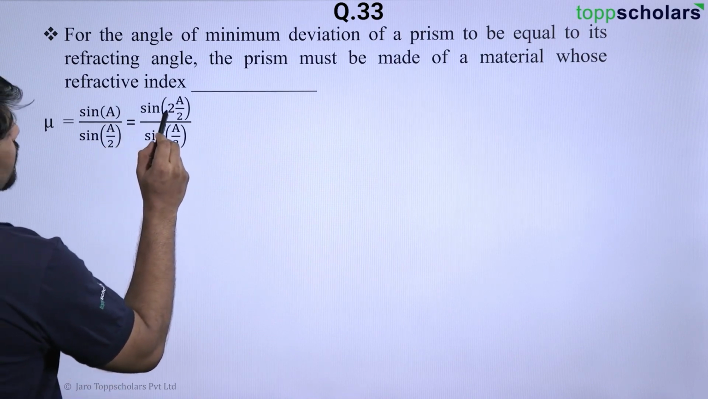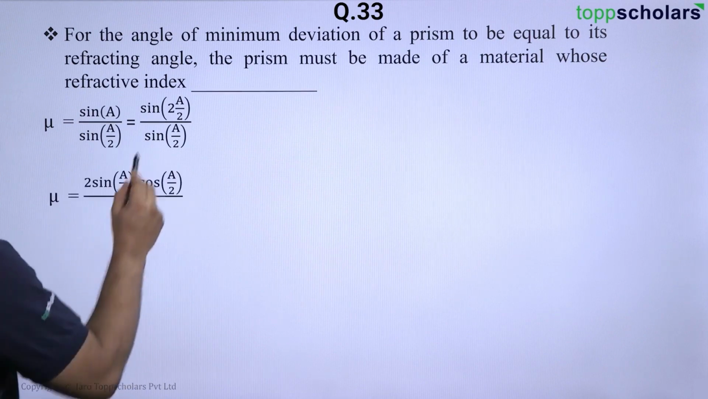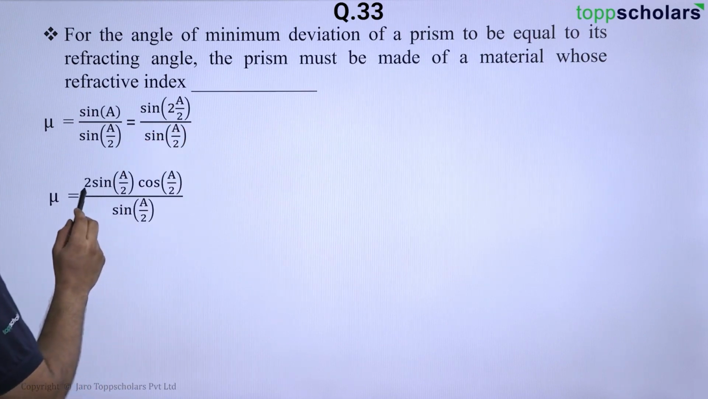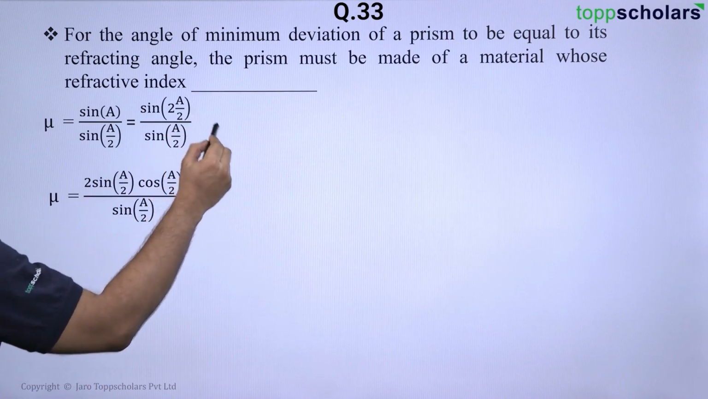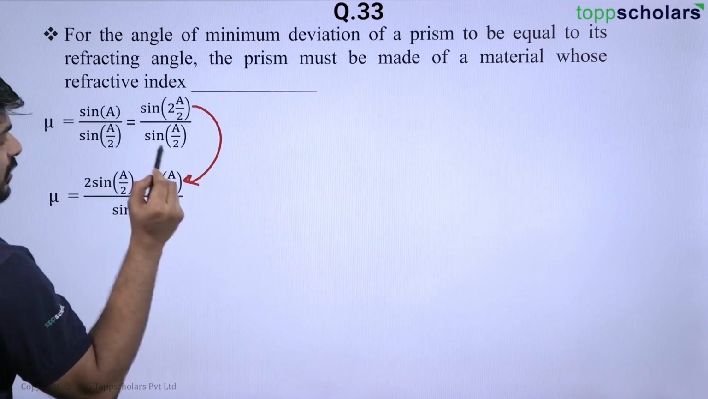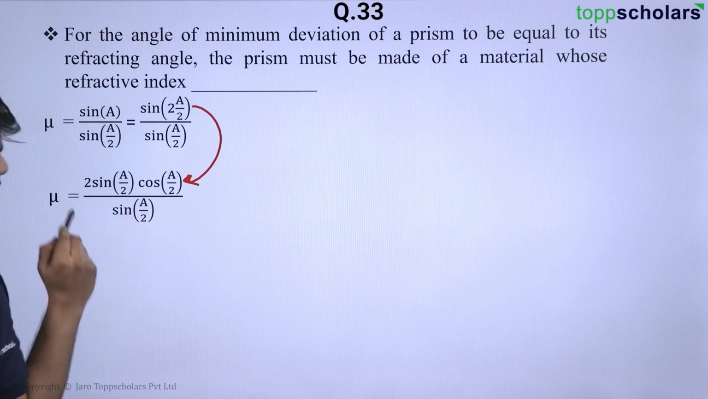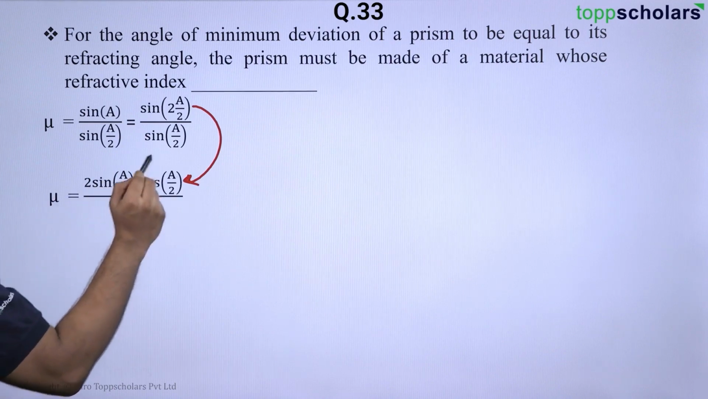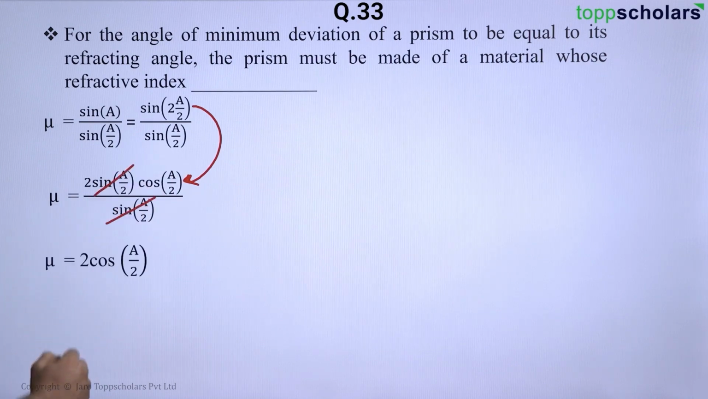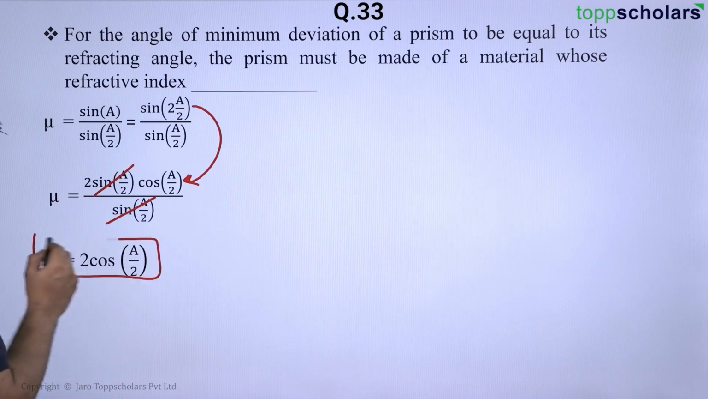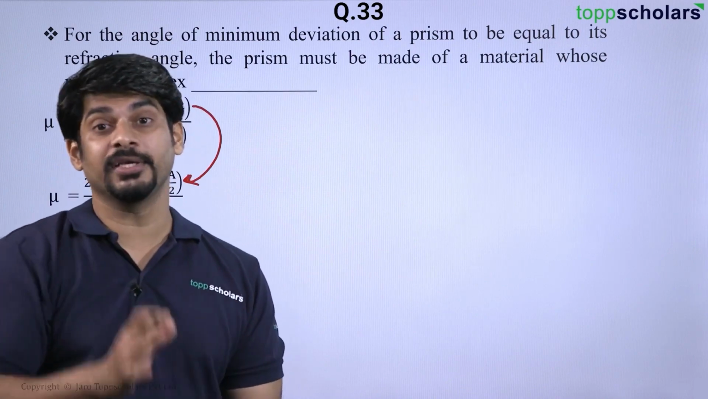And we can write this as sine 2 times A by 2 upon sine A by 2, and this sine 2 times A by 2 can be written as 2 sine A by 2 cos A by 2. This is how we have expanded this. This is a standard trigonometric identity: sine 2 theta is equal to 2 sine theta cos theta. So, therefore, 2 sine A by 2 cos A by 2 divided by sine A by 2, and this cancels, and what we get finally is mu equal to 2 cos A by 2. So, we have got an equation for the refractive index mu.